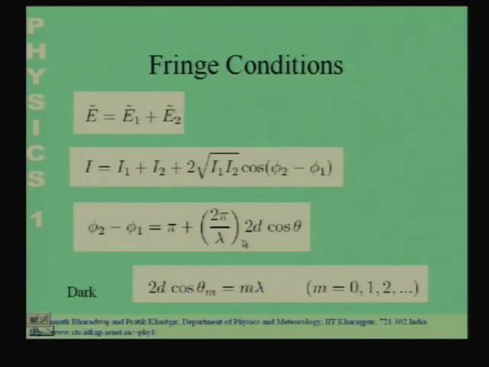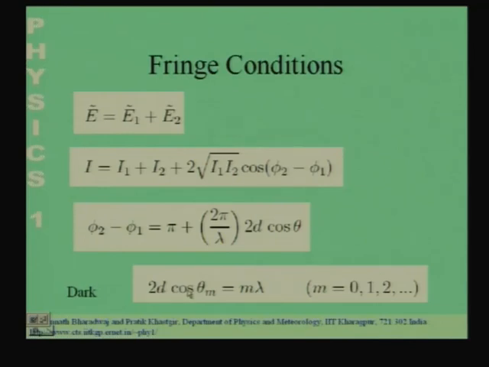If you ask the question, under what condition will you get a bright fringe? You will get a bright fringe if phi 2 minus phi 1, the phase difference, is an even multiple of pi, that is 0, 2 pi, 4 pi. If you want the phase difference to be an even multiple of pi, then you get a condition for 2 d cos theta.